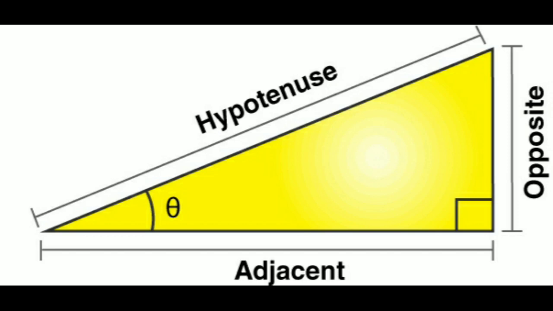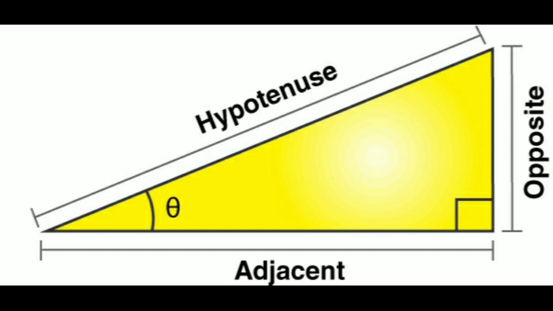Now even and odd functions. Even and odd formulas. Sin minus theta equals minus sin theta. Cos minus theta equals cos theta. Tan minus theta equals minus tan theta. Cosec minus theta equals minus cosec theta. Sec minus theta equals sec theta. Cot minus theta equals minus cot theta.